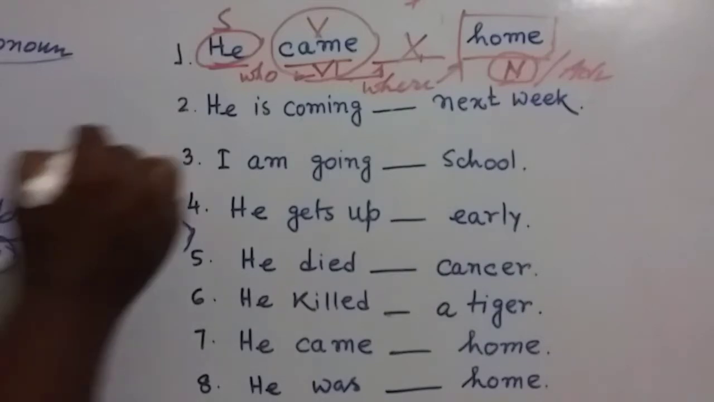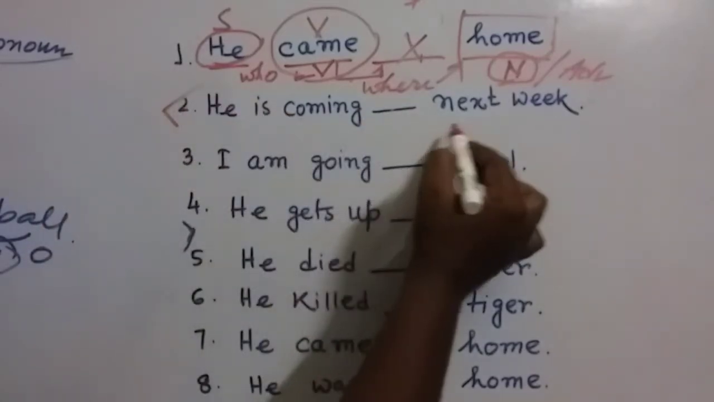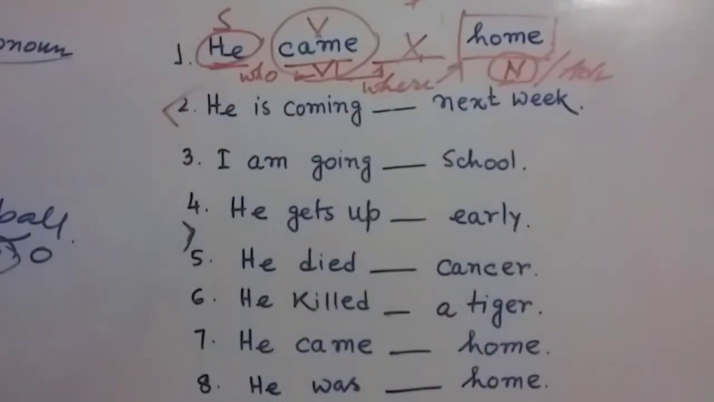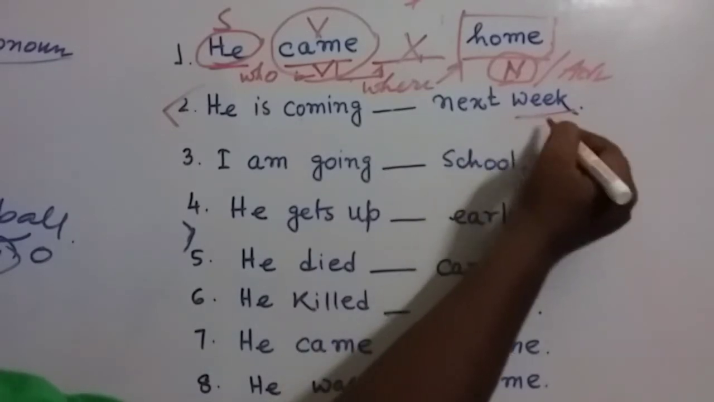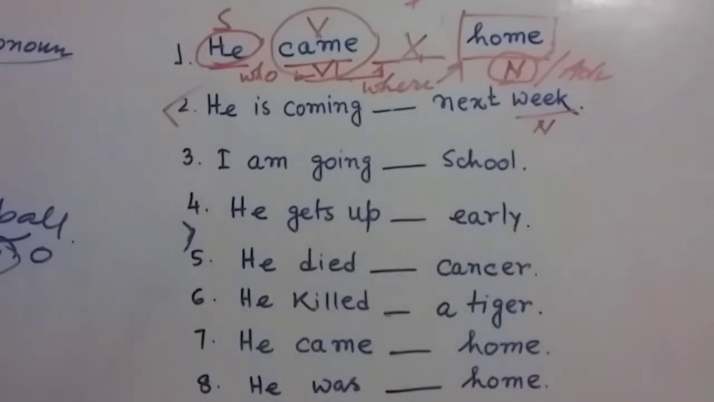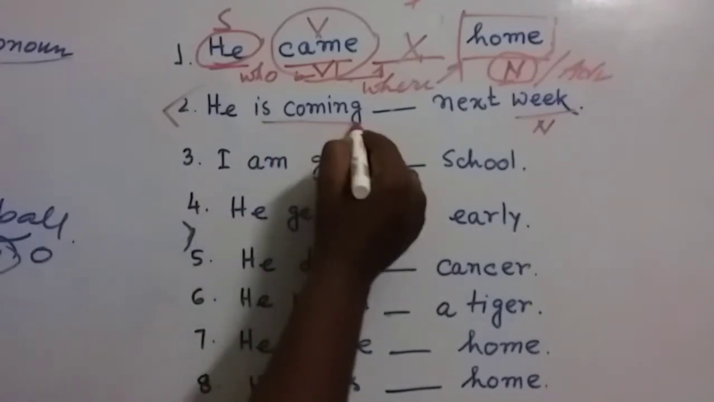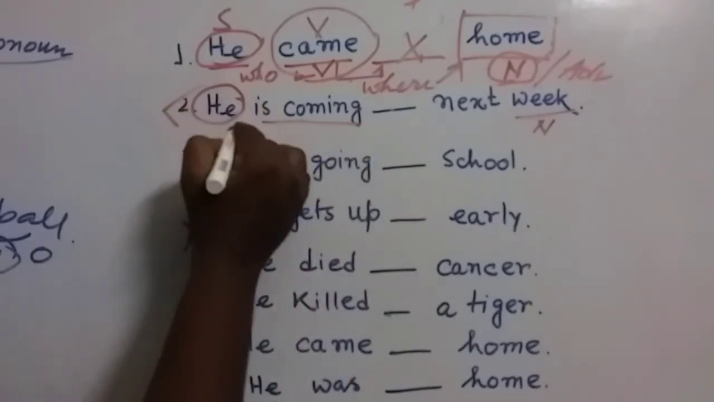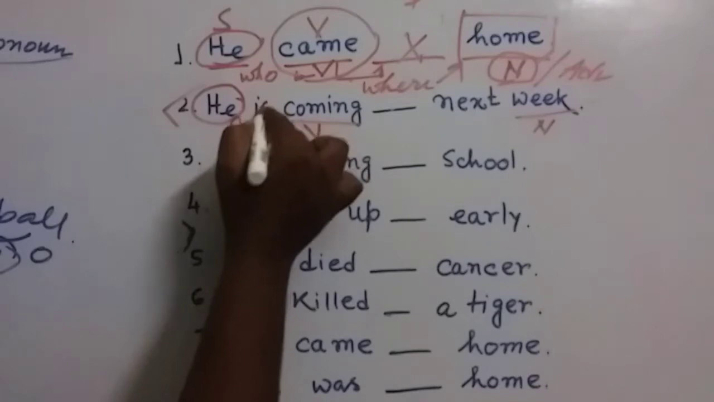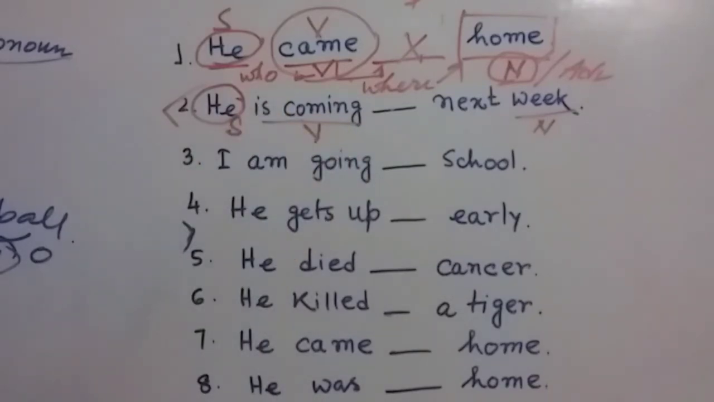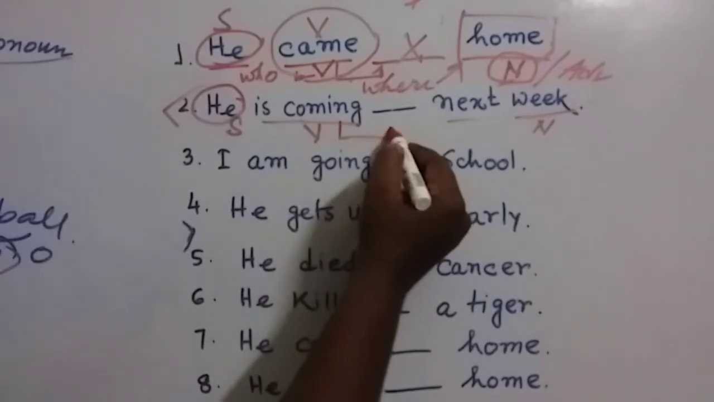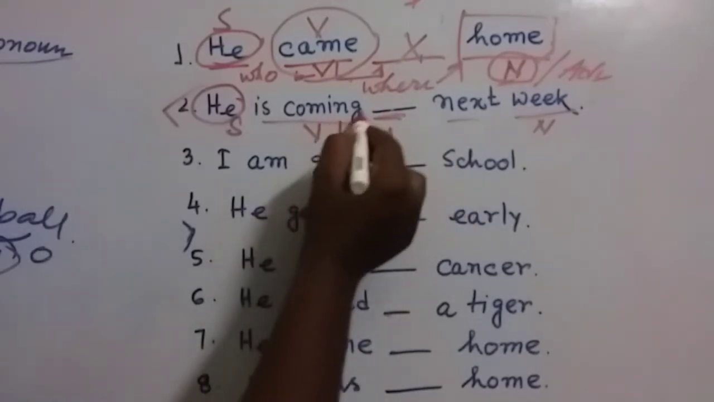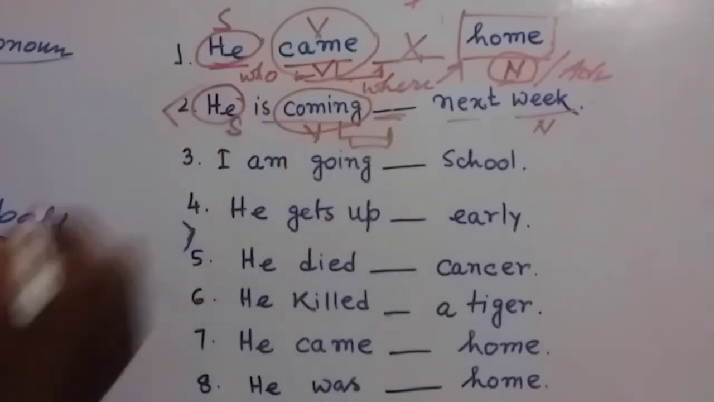Let's look at the second example. He is coming blank space next week. This is a noun. Here, my dear friends, this is the verb. Coming is the verb. Who is coming? He. This is the subject. This is the verb. This is the auxiliary verb. We are not thinking about this one. Now this part. Coming what? No answer. Coming whom? No answer. That means there is no object. So obviously it's an intransitive verb.